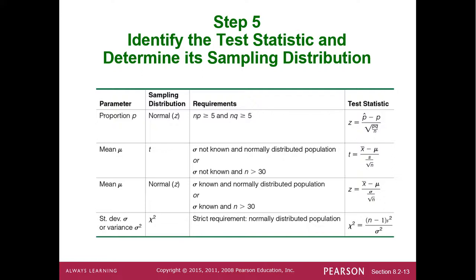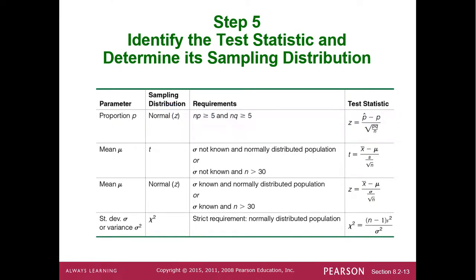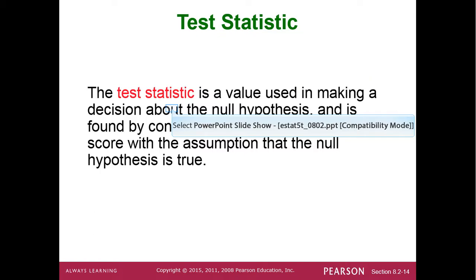Lastly, if you're looking at a problem about standard deviation or variance, then you're going to do a chi-square distribution. The requirement there, of course, is extremely strict, and you must have a normally distributed population.